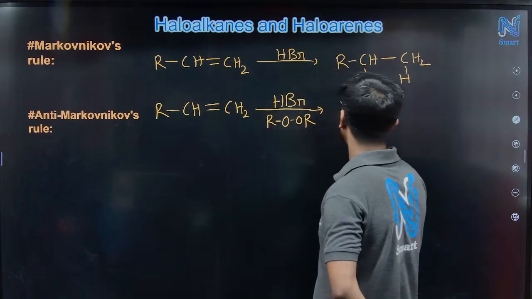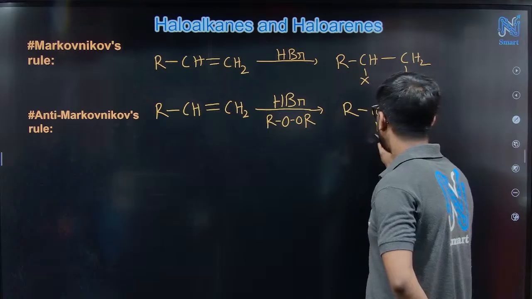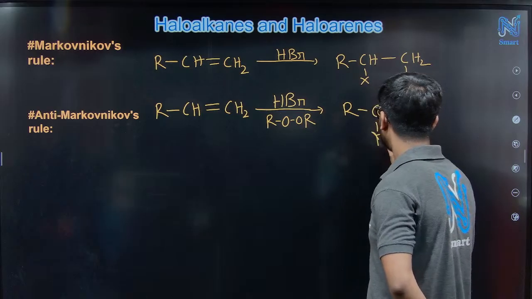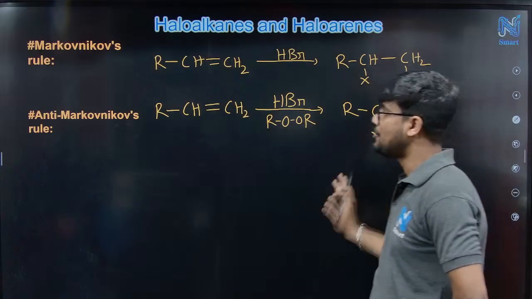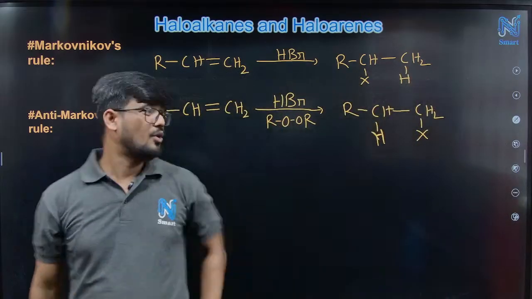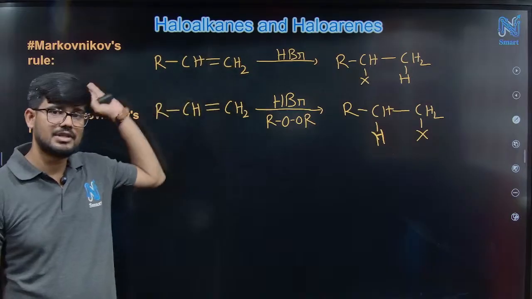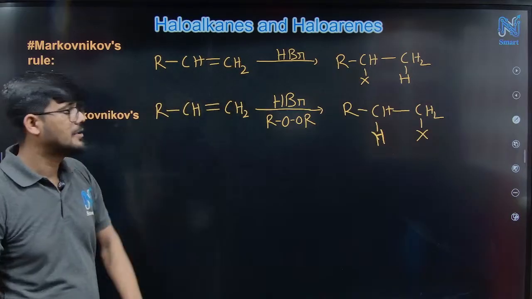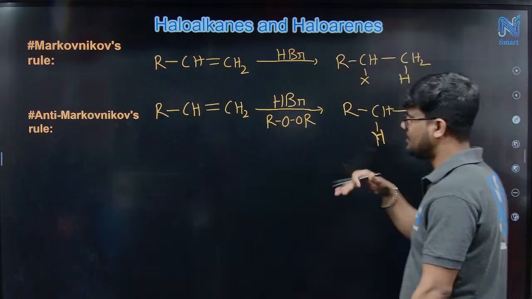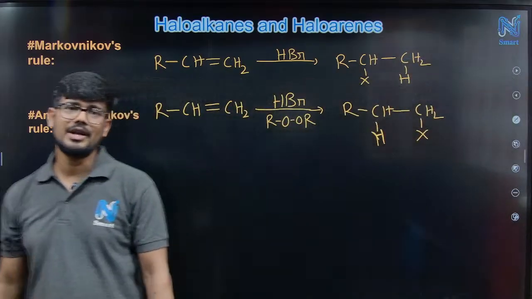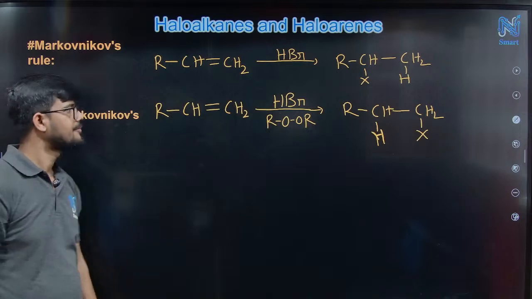And what product are we getting? RCH2CH2X, hydrogen here and X there, the opposite, right? So now Markovnikov, that reaction mechanism we already studied. Anti-Markovnikov, what is the mechanism? You must have that basic idea. What is the mechanism behind this?